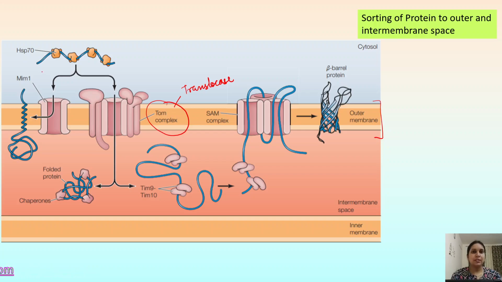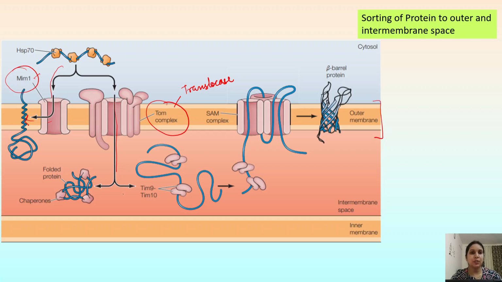So the proteins which are destined for the outer membrane have specific sequences, and they are then detected by the MIM1 protein of the translocase of the outer membrane, and the protein gets inserted into the translocon of the TOM complexes and either gets inserted into the outer membrane, or it may pass through the translocon and enter into the intermembrane space.